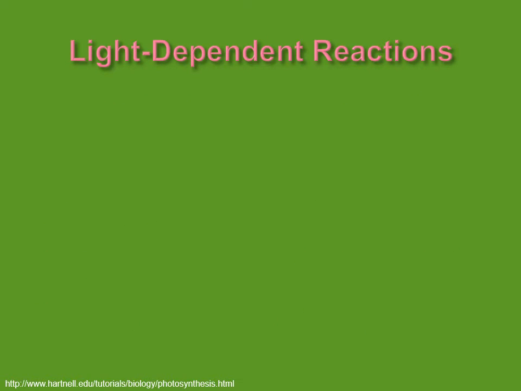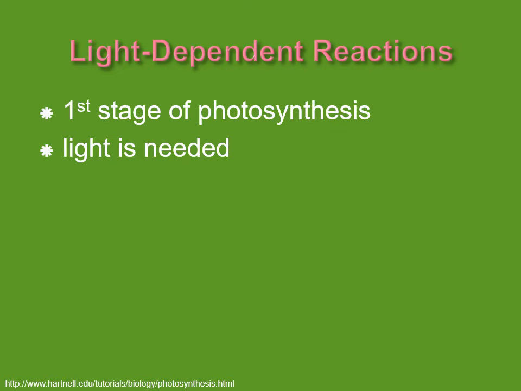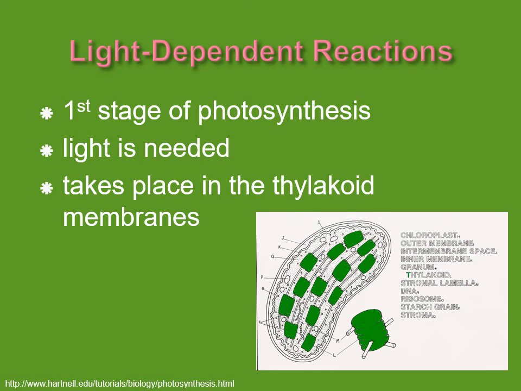The light-dependent reaction has to have light, hence its name. This is where light is necessary to begin photosynthesis. It is our first stage of photosynthesis, and it actually takes place in the thylakoid membranes. This is the area of the chloroplast that contains chlorophyll.